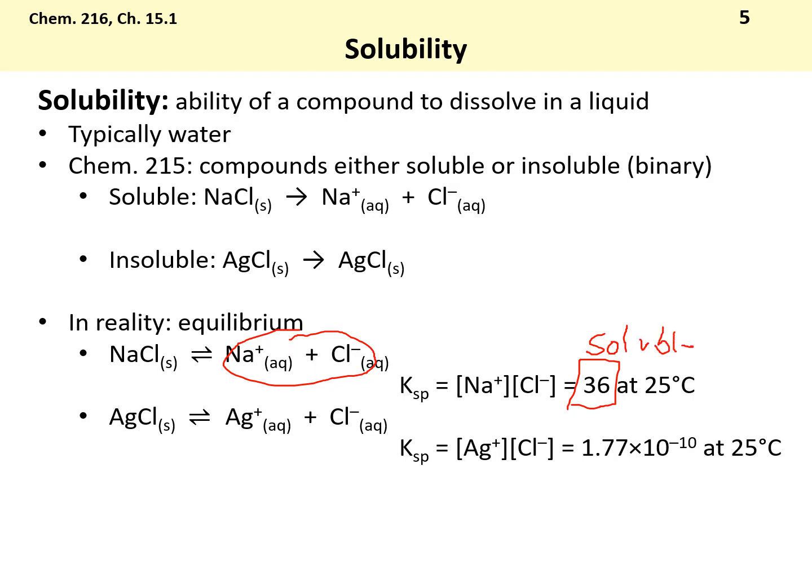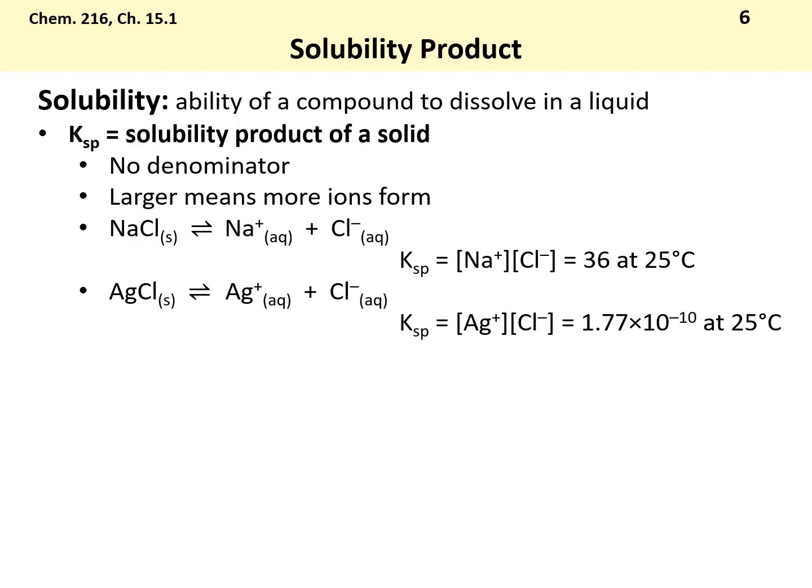For AgCl, it has a very small K, 1.77 times 10 to the minus 10. What that means is if I put AgCl, solid, into water, I'm going to get very small amounts of Ag+ and Cl-. So this is called KSP, or the solubility product of a solid. Notice when we're talking about solubility products, we never have a denominator, the bottom. And that's because this is a solid, so it doesn't go. And the larger this KSP, that means the more ions that are formed at equilibrium.